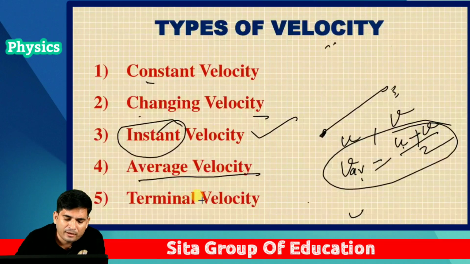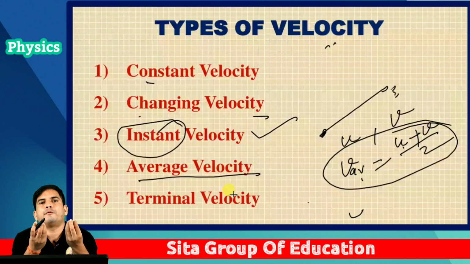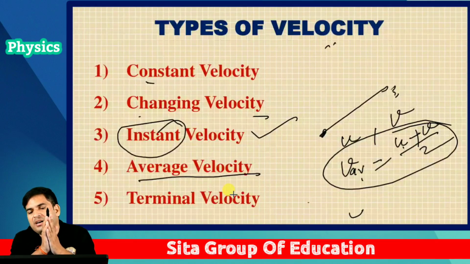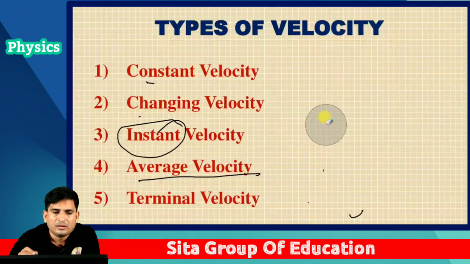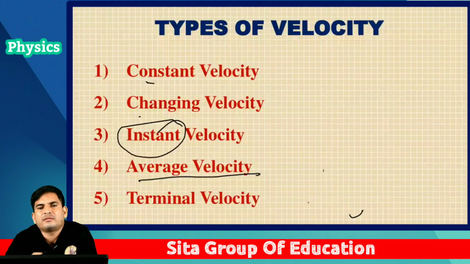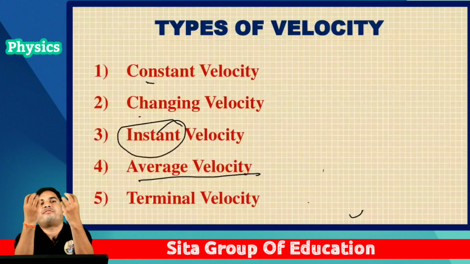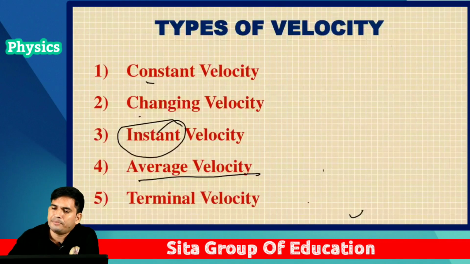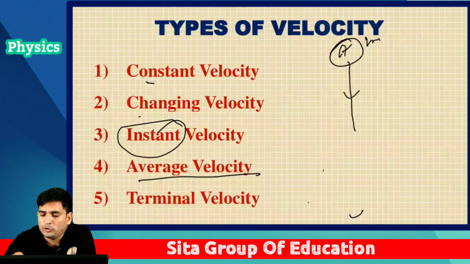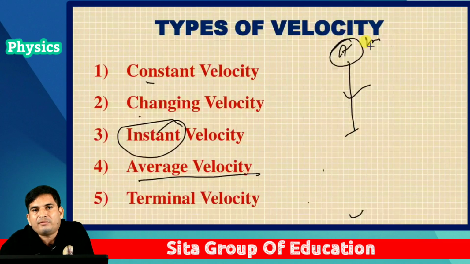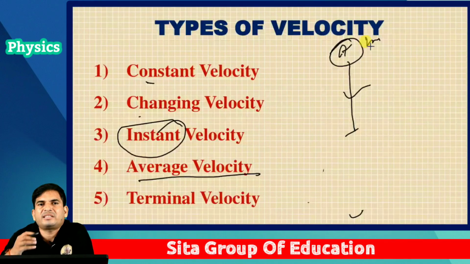Next one is the terminal velocity. Which type of motion, which type of velocity is known as terminal velocity? Have you seen objects free falling? Free falling is when objects fall down due to gravity. Suppose any object A has mass m and starts to fall down. Which type of velocity does it have? It has the terminal velocity. A free falling body has the terminal velocity.